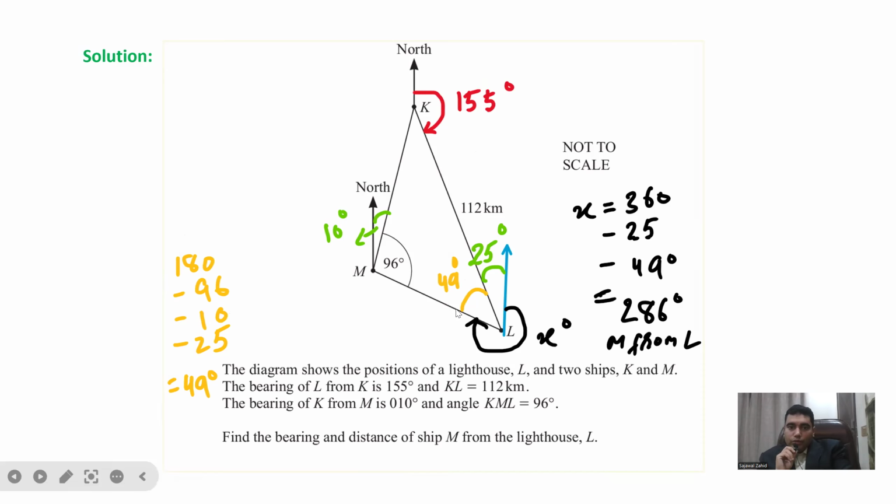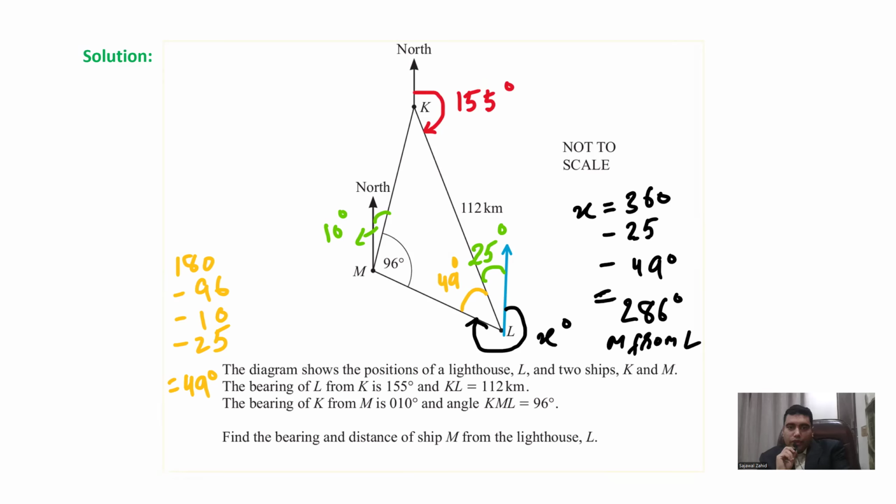Since you have 25 degrees, now you have another pair of norths. Now look at the yellow part, please. Look at the north at M and at L. At M, the full angle is 96 plus 10. If you subtract that from 180, and also subtract that 25 degrees, you will get that yellow angle, 49 degrees, because all of these are interior angles. So you see how critical interior angles are in bearing questions. From 180, subtract 96, subtract 10, subtract 25 also, and you get that small angle inside the triangle, which is 49 degrees.